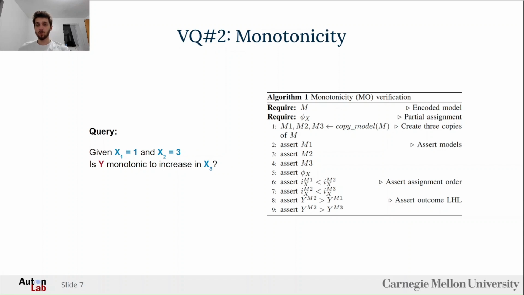The second verification query that we introduce here is monotonicity. With this verification query, we simply want to ask the model whether a given feature X interacts monotonically with the outcome variable Y. For this query, we can also enumerate counterexamples and show them to subject experts.